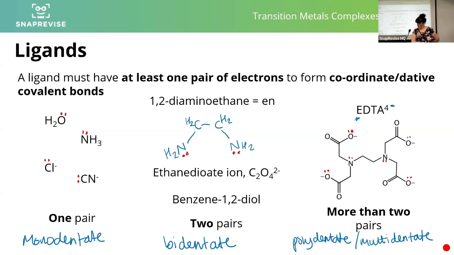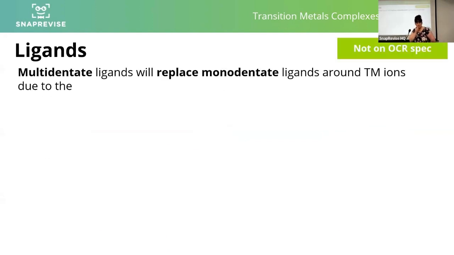Let's keep going. So multidentate ligands will replace monodentate ligands around transition metal ions due to this thing called the chelate effect. Now, I don't think it's named as the chelate effect in all specifications, but it is an entropic effect, and so technically everybody could be expected to understand it as a process because it's just entropy. It's an increase in entropy, okay? So although you may not have looked at this specifically, and it's not specifically on the OCR specification, I would pay attention to it because it is still important and it is still something that you could be asked, I think.